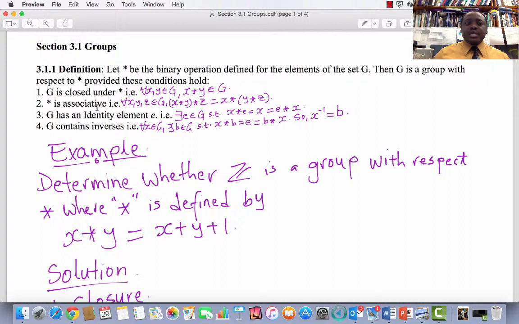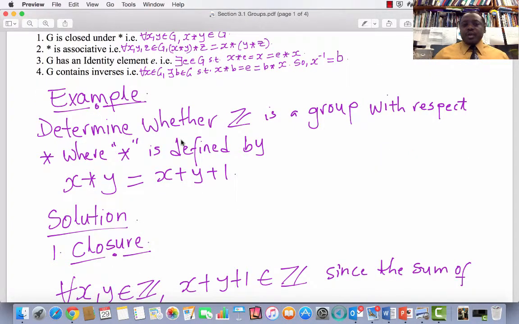Observe that commutativity is not in the definition of a group. Groups that are commutative have a very special name, and we shall come to that later. Example, determine whether the set of integers Z is a group with respect to the binary operation star, where star is defined as x star y equals x plus y plus 1 for every x, y in Z.